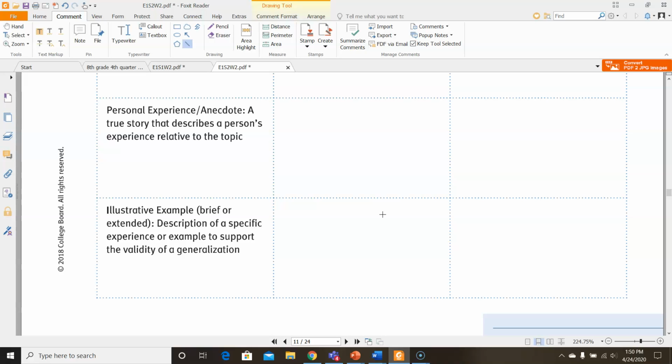And then we have illustrative example, which is brief or extended. It's a description of a specific experience or example to support the validity of a generalization. So you're going to find an example of that, put it in B section, and then in C section, you're going to explain if it's logos, ethos, or pathos, and then in what way.